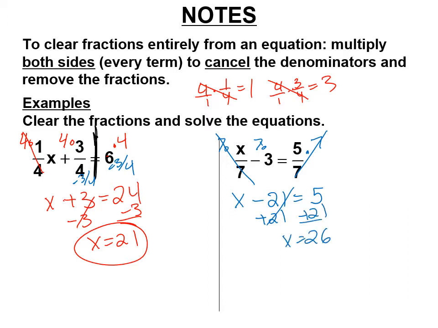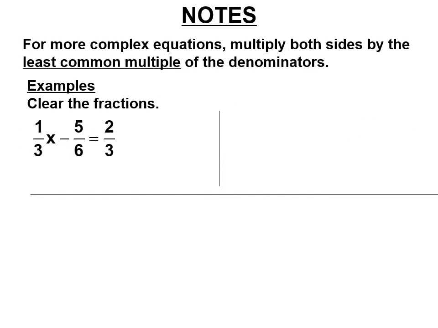x equals 26. Yeah, if you go back and put 26 over in there, 26/7 minus 3 equals 5/7. That would be clearer if I wrote 26/7, right? 7 goes into 26 3 whole times. That's actually 3 5/7. So the original equation was 3 5/7 minus 3 equals 5/7. Yeah, it checks.